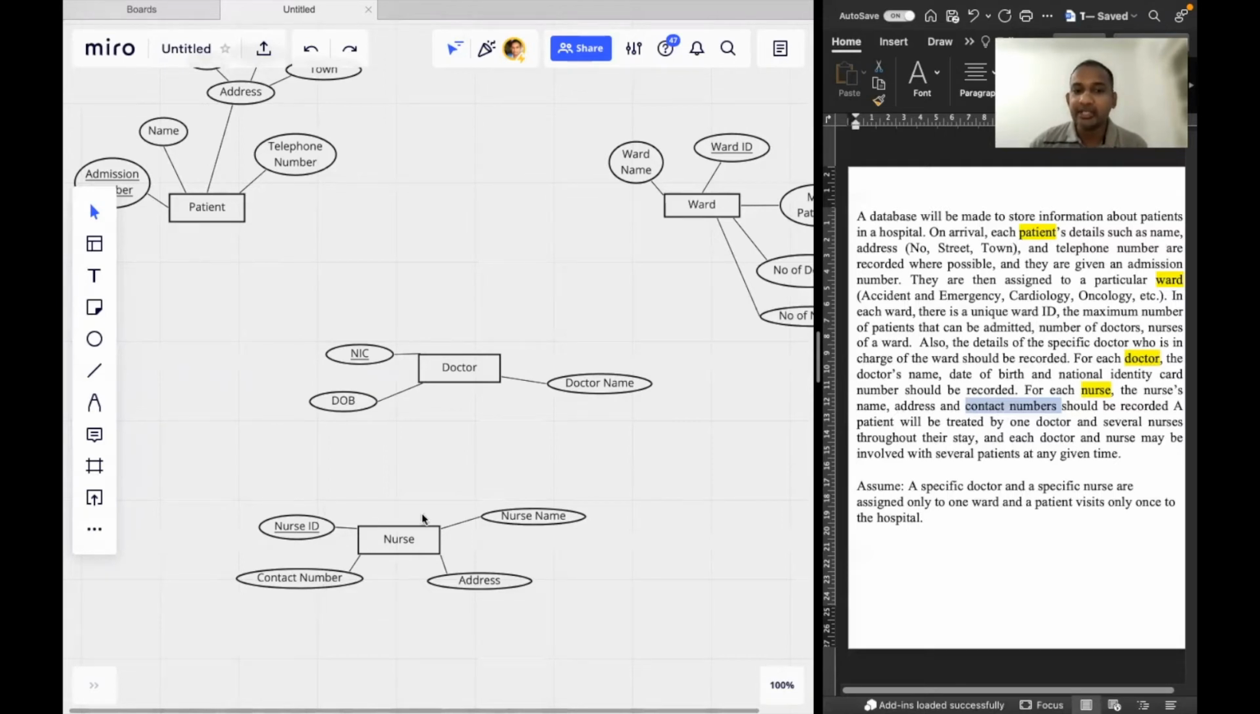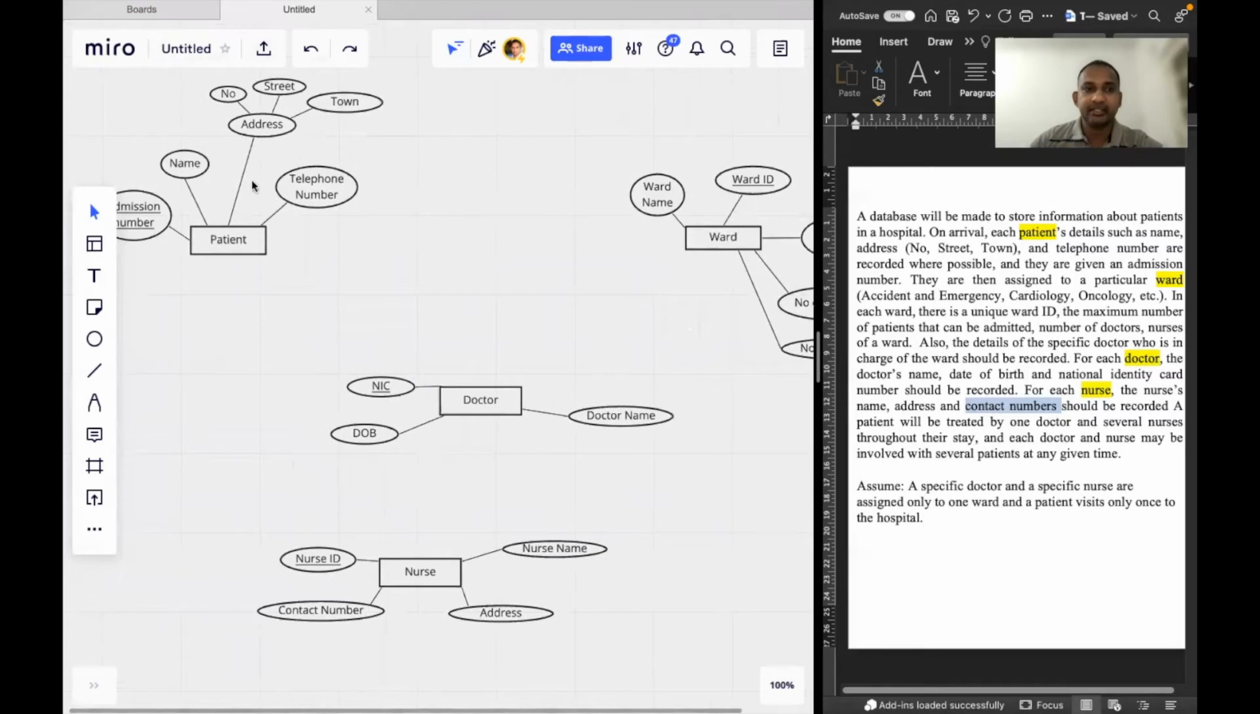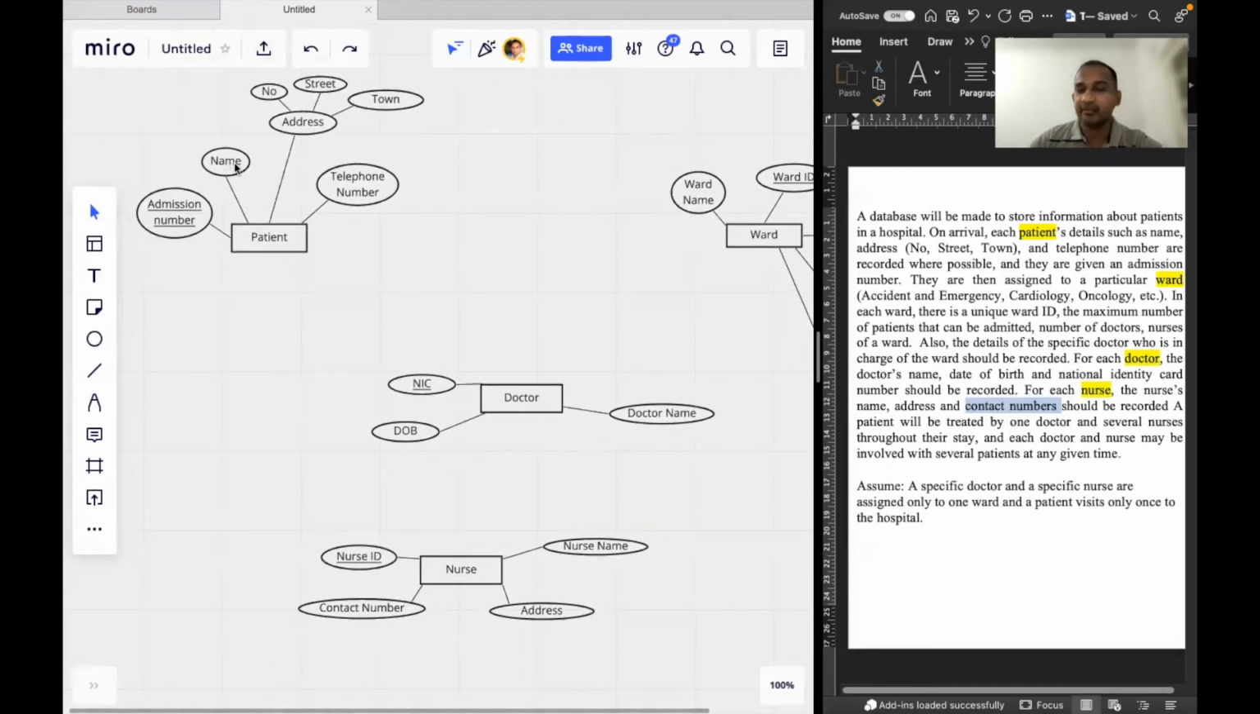All other attributes have only one value. If you take nurse name, it has only one name. Address, only one address. Nurse ID, only one nurse ID. Likewise, if you take the ward, max patients, only one max patient value. If you take a particular ward, say 30 patients, only 30 max. Number of doctors and number of nurses, likewise. And here, name, only one name available.